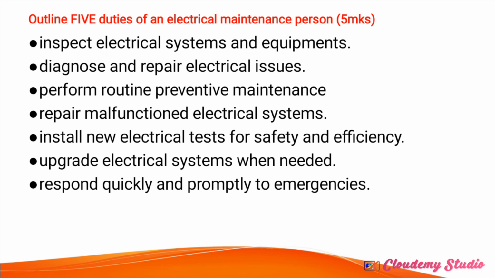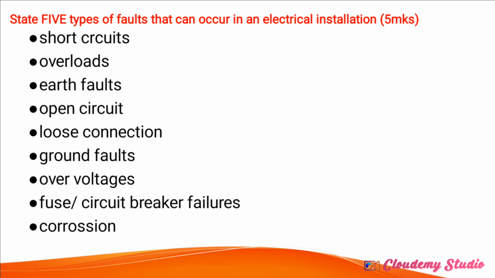Then next we look at the five types of faults that can occur in an electrical installation. These types of faults I already showed you during the last practical, how a short circuit looks. With a short circuit, we look at the terminals. Maybe the live terminal comes into contact with the neutral terminal or the ground terminal. That is a short circuit.